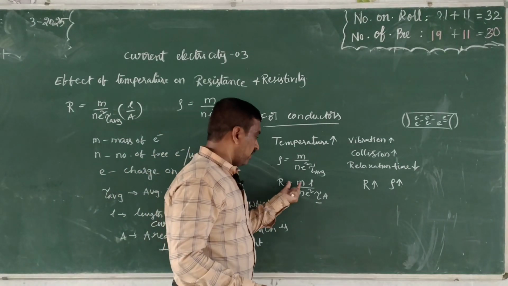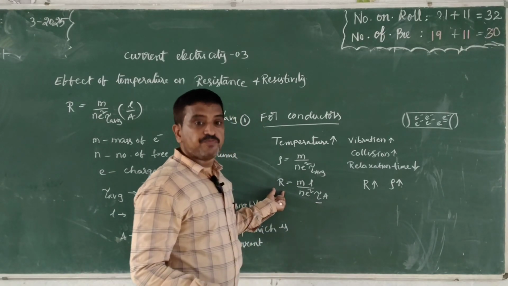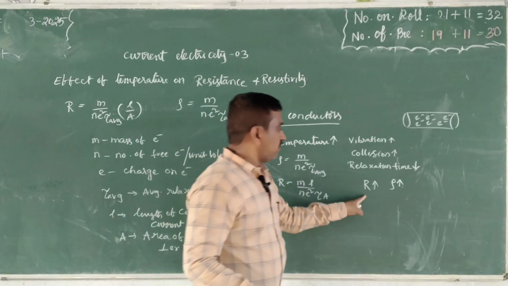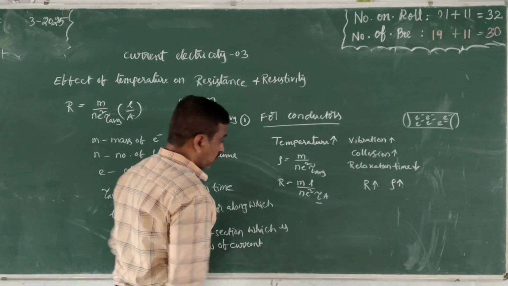Here see resistance, m L by ne square tau A. So when tau decreases, resistance increases. That's why when temperature increases, resistance and resistivity increase. One more case is there here.